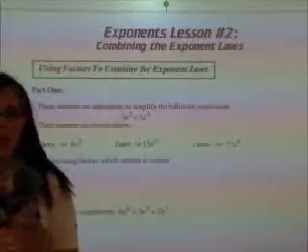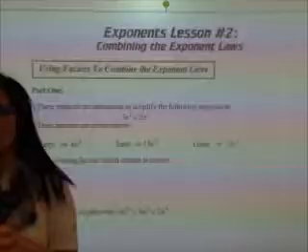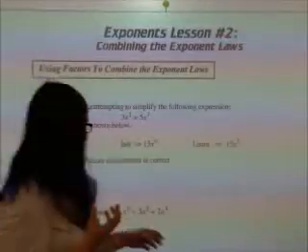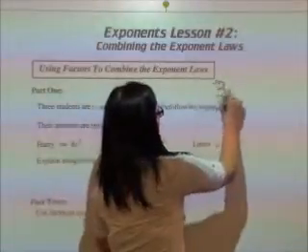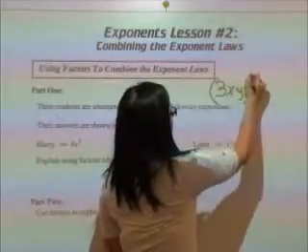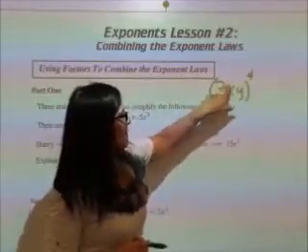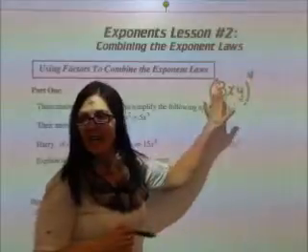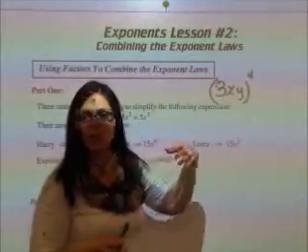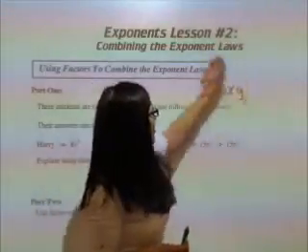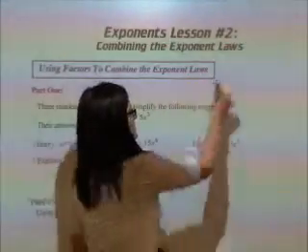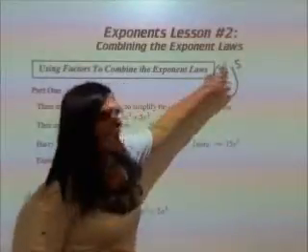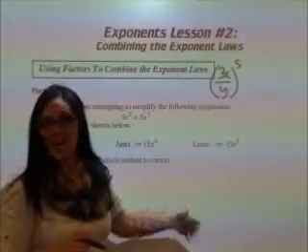We had the power of a product law that said if I have a product inside a bracket and then I have that exponent, so if I have something like 3xy to the power of 4, that power of 4 goes to everything inside the bracket. So it'd go to the x, to the y, and to the 3. And the same thing for a quotient. So instead, if I had 3x over y to the power of 5, that 5 would go again to everything inside the bracket.